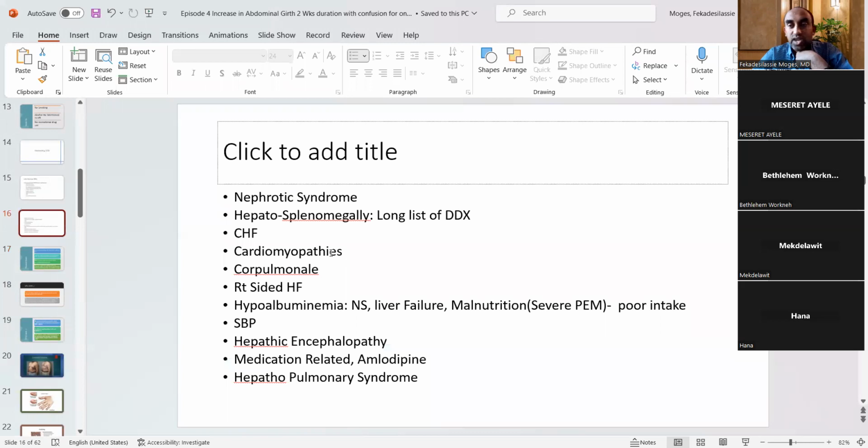Okay, what did you say? HENT. So what things do you see in the HENT? Yellowish discoloration of the eyes. Yes, he has yellowish discoloration of the eyes. What else? The conjunctiva. Yes, he has pale conjunctiva. Why do you think this patient has pale conjunctiva? What are the potential explanations for anemia in this kind of patient?